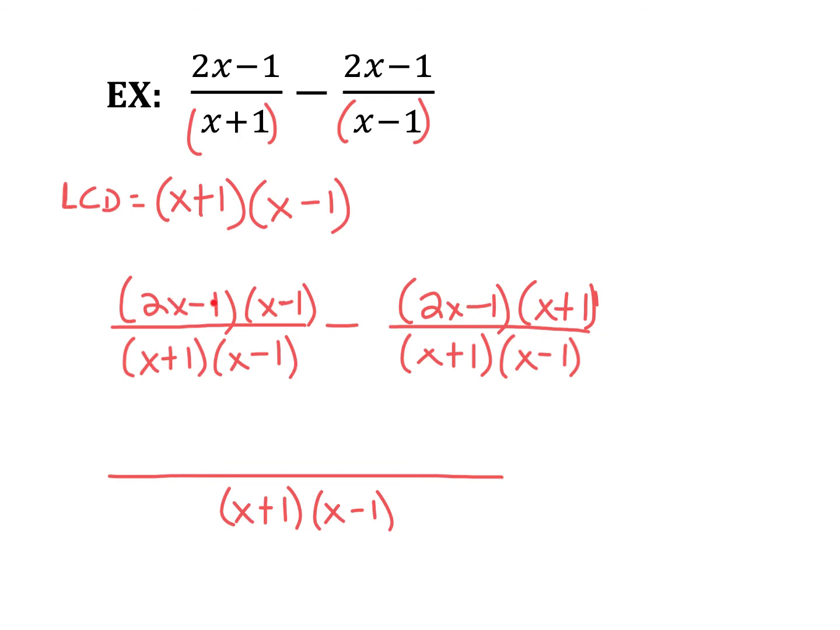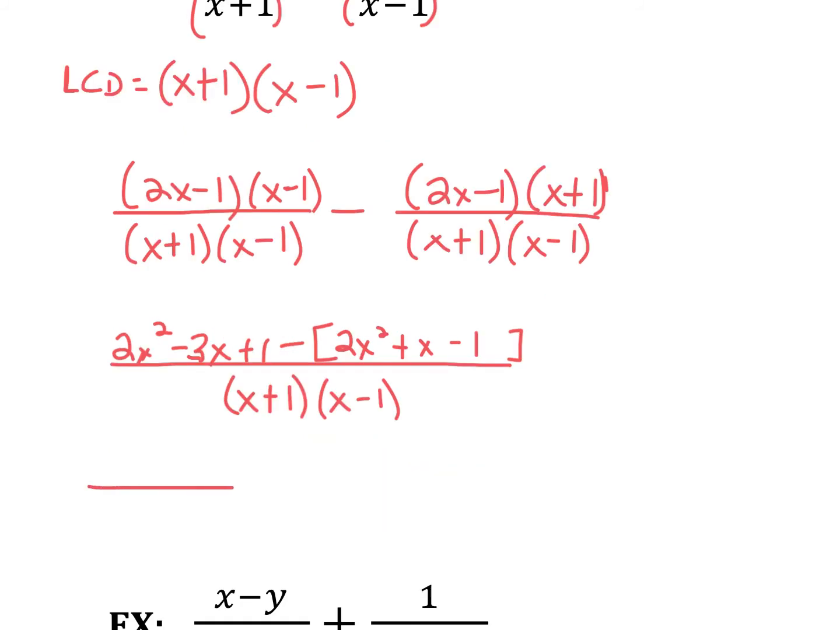All right, so if we multiply these binomials, we will get the following. We will get 2x squared minus 3x plus 1. And then we're going to subtract from that the following that we will get from multiplying these binomials together. So when we multiply these binomials together, we will get the following: 2x squared plus x minus 1.